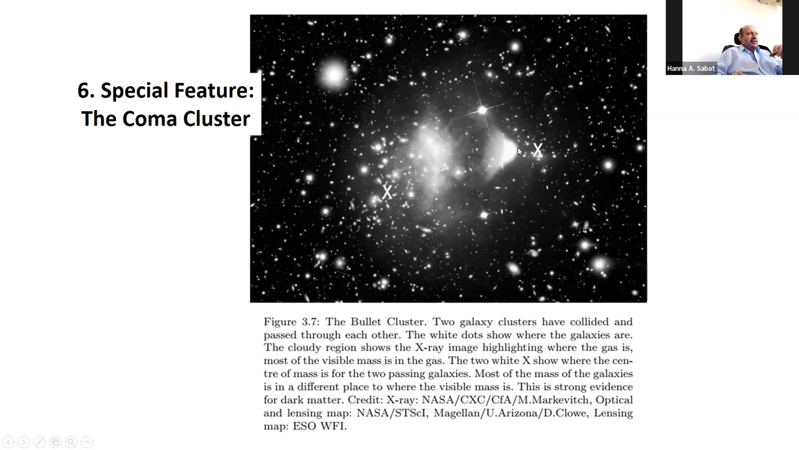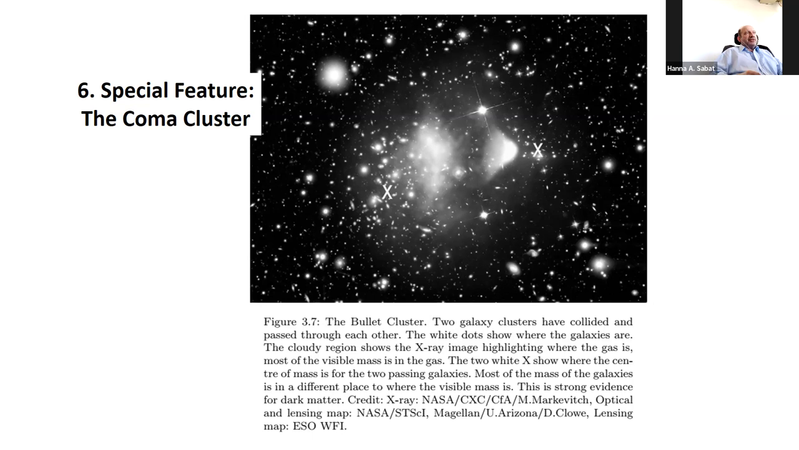Now we have the two X's right here. The two white X's show where the center of mass is for the two passing galaxies. So most of the mass of the galaxies is in a different place to where the visible mass is. That's the amazing thing, that what we observe as visible mass does not coincide with the invisible mass, resulting from lensing and so forth. So this was used as strong evidence for the existence of dark matter, because most of the mass exists where dark matter exists, but the observed mass has less mass than it should have. So this was many times used to say, this is direct evidence for the existence of dark matter.